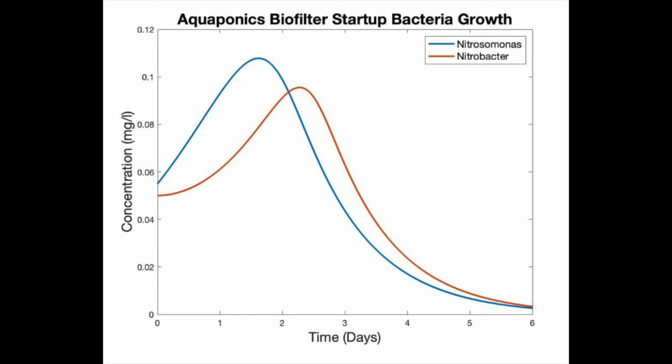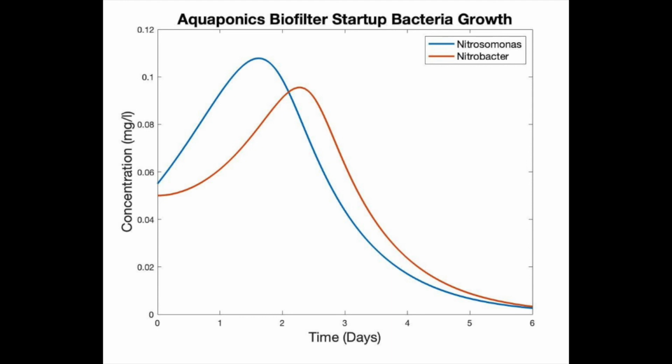The concentration of Nitrobacter peaks after Nitrosomonas because, as stated earlier, the concentration of Nitrobacter with respect to time is dependent upon both the concentration of ammonia, little x, and the concentration of nitrite, little y. However, nitrite cannot be produced until the Nitrosomonas oxidize the ammonia, delaying the increase in concentration of Nitrobacter.